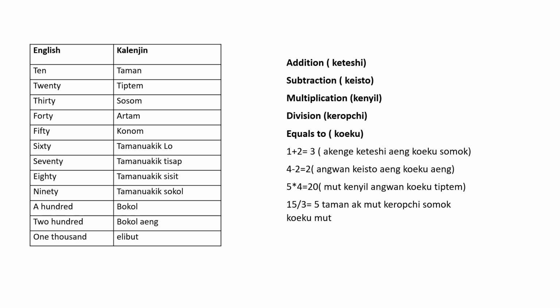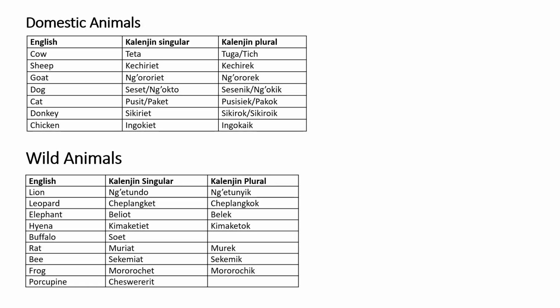That is basically how we do our mathematics. That is how we count our numbers. So next, I want us to go to the next topic. The next topic, I want us to learn about domestic animals and wild animals. We have domestic animals that we have at home. The number one being a cow.